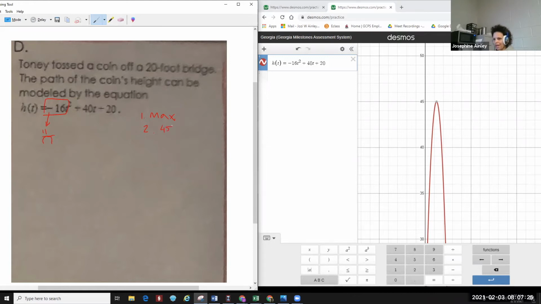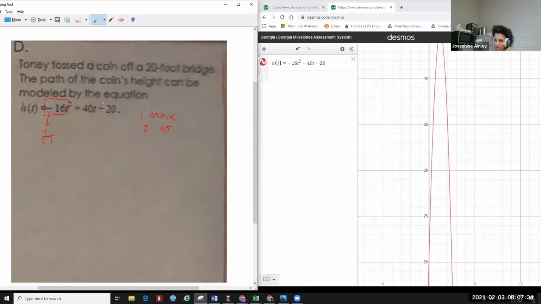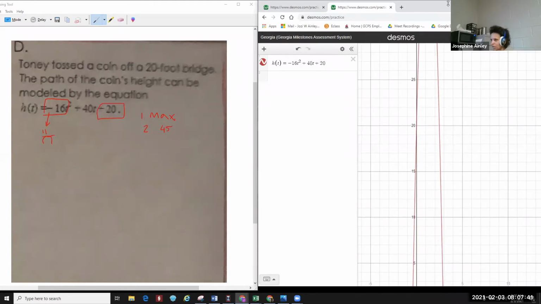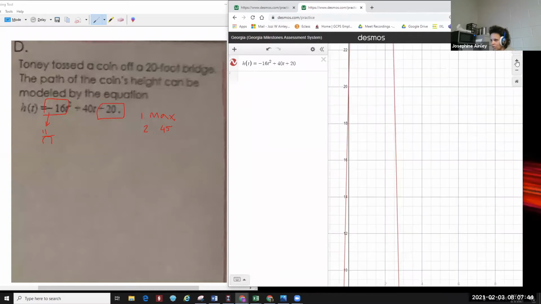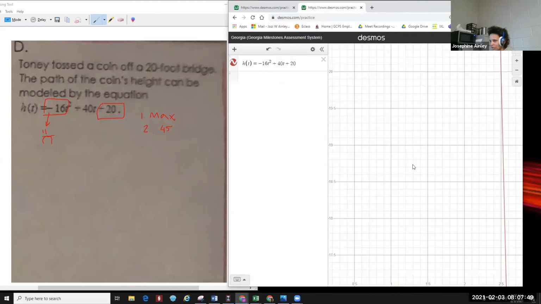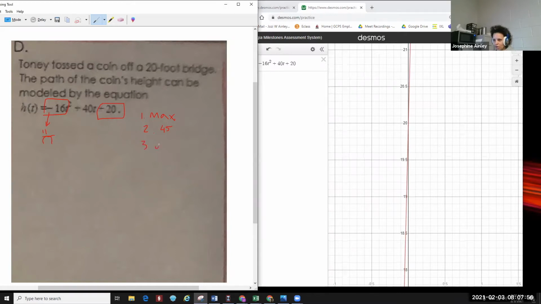All right, what is the y-intercept? Where does it cross the y-axis? Okay, so where does it cross the y-axis? Really, you can just do it right from the equation at 20. Okay, but since I'm showing you on the calculator, I'll go to the calculator. So it's around 20. I'm gonna zoom in. So on the calculator, zoom in as much as you want to. So you see, it crosses right there at 20. Okay, so my y-intercept is at 20.